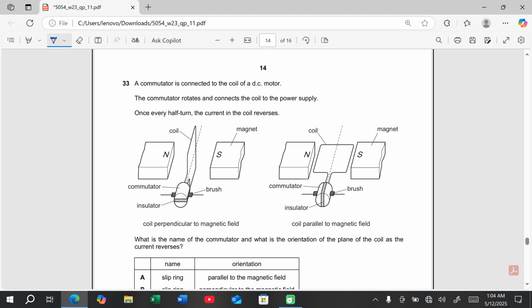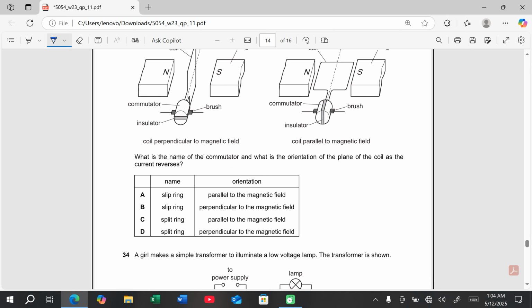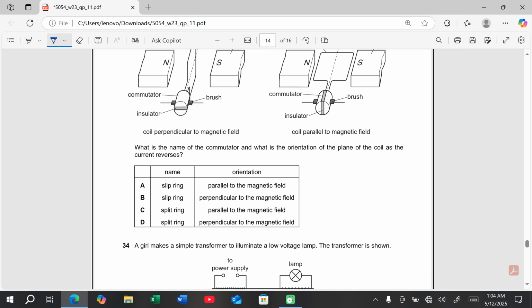The commutator is connected to a coil of a DC motor. The commutator rotates and connects the coil to the power supply. Once every half turn, the current in the coil reverses. Right. It says, what is the name of the commutator? It always is the split ring commutator, right?